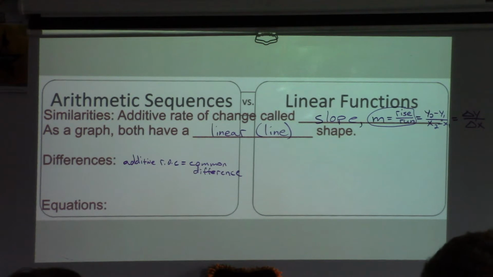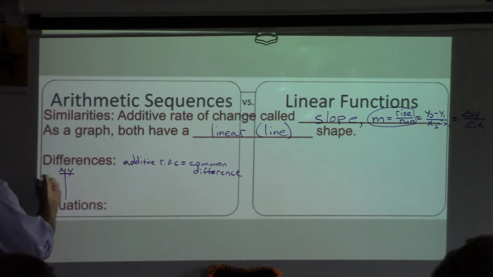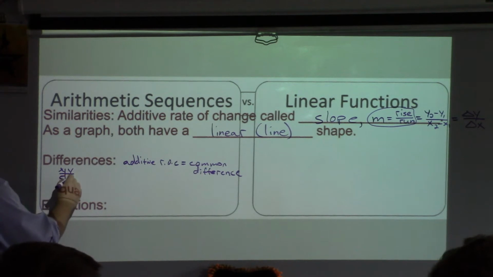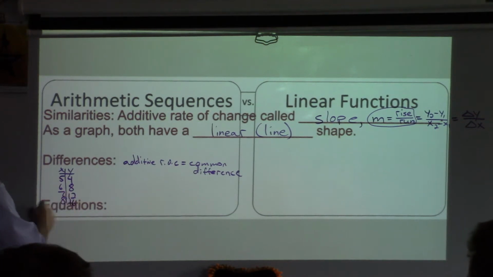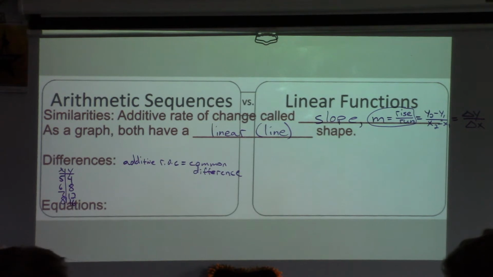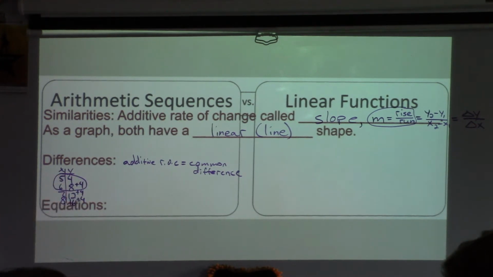So what are some differences? Actually, we already talked about the fact that an additive rate of change is called a common difference in a sequence. So does anyone remember how we calculate a common difference? What would the common difference be here? Okay. A common difference, there's two different ways to understand it, but a common difference is only the difference between consecutive terms. Okay? So would the slope also be 4? Yes. But a common difference cannot help me find the stuff in between 5 and 6.